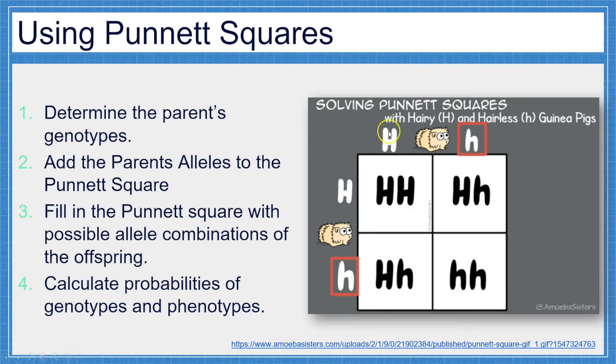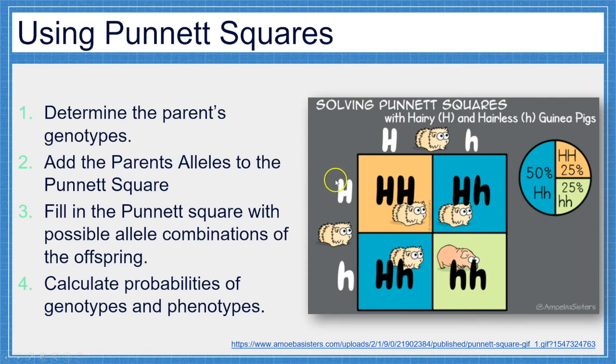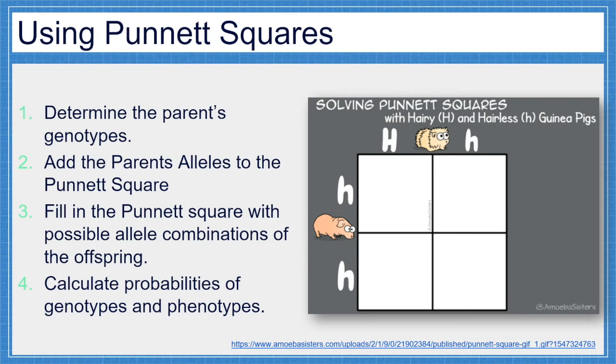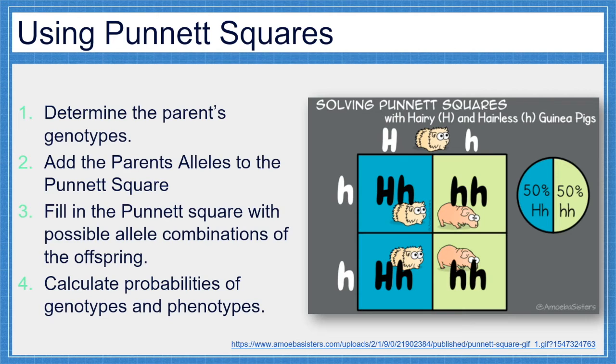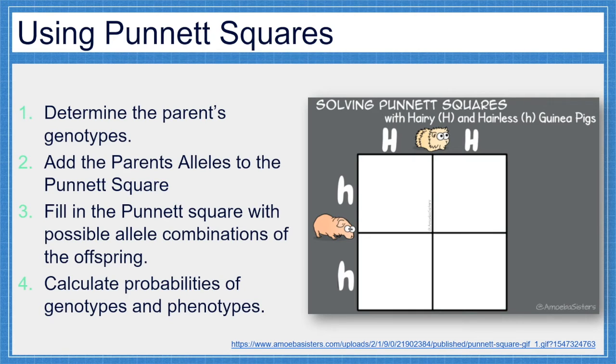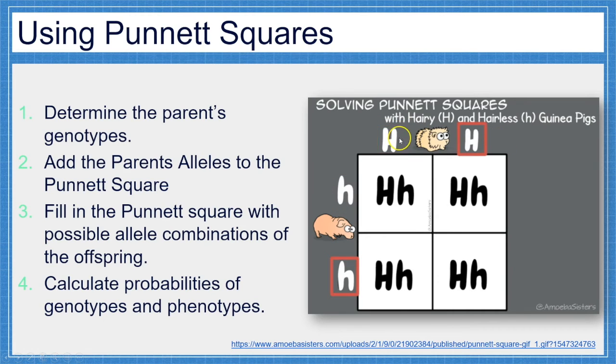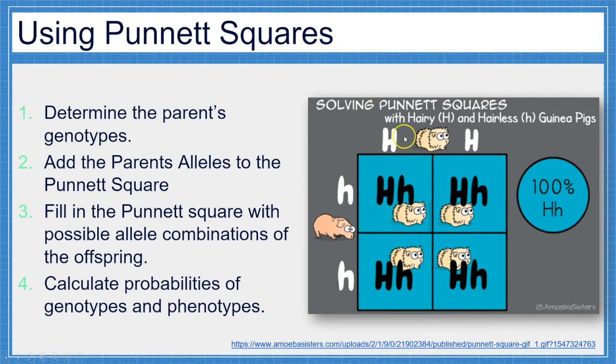So one parent will have its alleles at the top of each column, and one parent will have it to the side of each row. It doesn't matter which one's the father and which one's the mother. There's no rhyme or reason to it. You just pick one for one spot and one for the other. Make sure one letter gets written above each column and one letter beside each row. Do not do two. So this parent has big H, you wouldn't write big H above each column. You'd write just one big H above the column.